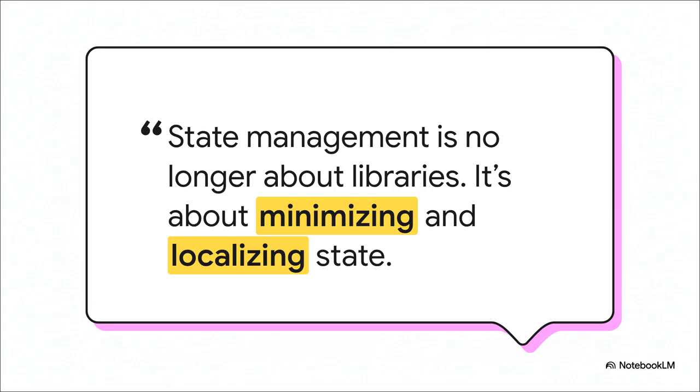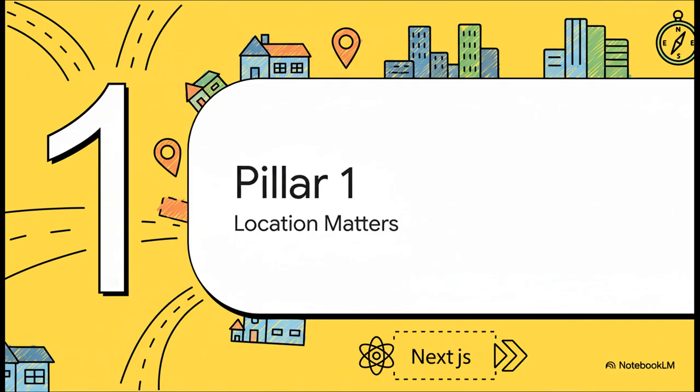The whole library wars thing, it's over. The new game is all about following a few key principles that focus on performance and, honestly, simplicity. It's about being thoughtful and intentional with your code, not just reaching for the latest hot package on NPM. So, where do we start? Well, it all kicks off with our first, and I'd argue most important pillar: location.